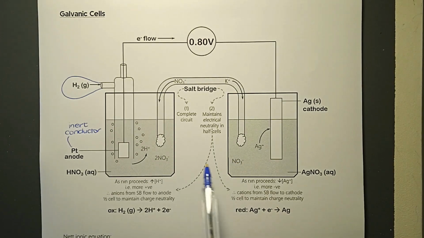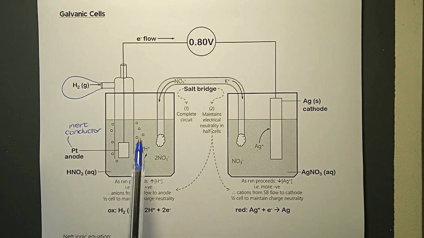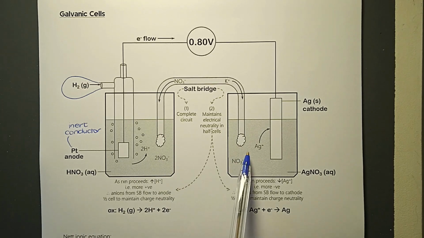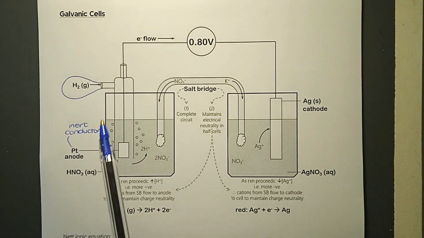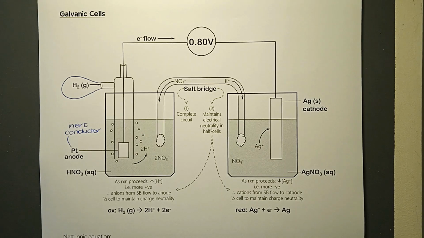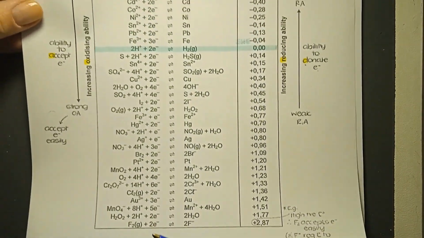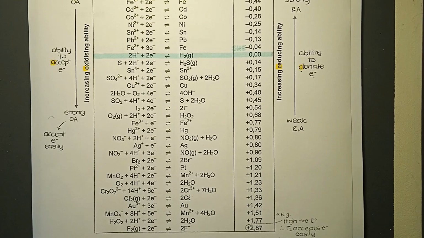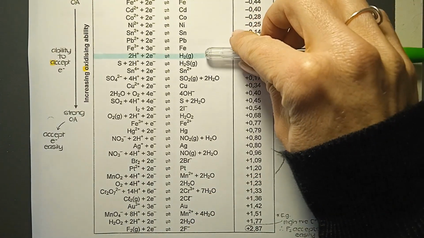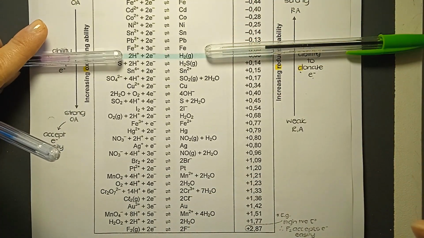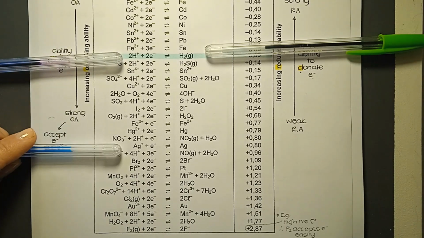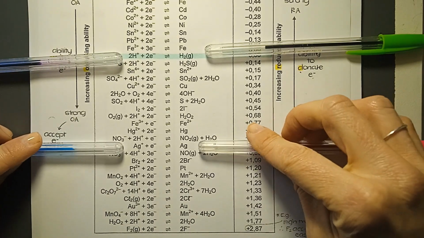The fact that I've got nitrate ions present in both solutions is probably a bit of a clue that they're going to be a spectator ion, but we'll look at the table nonetheless and just make sure. So what we've essentially got is hydrogen, hydrogen ions, nitrate ions, silver, and a piece of platinum. Looking at that on the table, I'm just going to move it to there. We've got hydrogen gas over there, hydrogen ions over there, and then silver ions, and silver on that side.